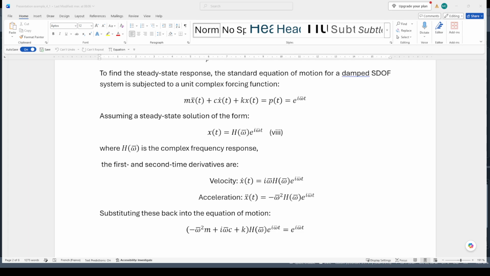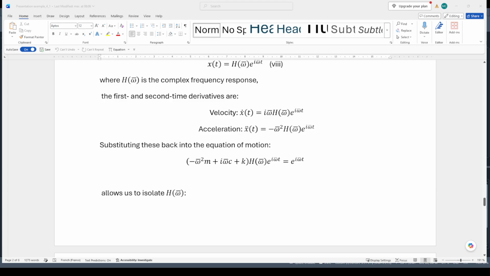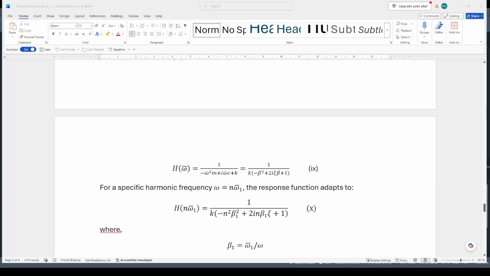The first and second derivatives of this equation give the velocity and the acceleration. So we can put these three equations in the equation of motion, write this equation, and isolate H(omega). So H(omega) is equal to 1 divided by (minus omega bar squared times m plus i times omega bar times c plus k).